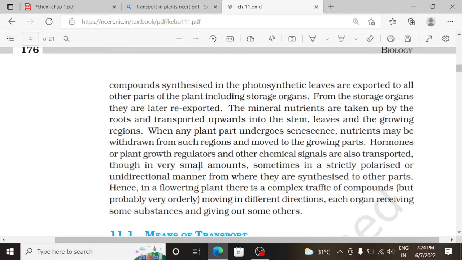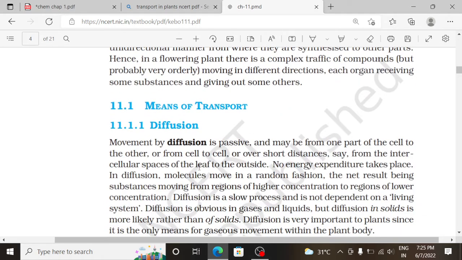Hormones or plant growth regulators and other chemical signals are also transported, though in very small amounts, sometimes in a strictly polarized or unidirectional manner from where they are synthesized to other parts. Hence, in a flowering plant there is a complex traffic of compounds, but probably very orderly, moving in different directions, each organ receiving some substances and giving out some others.